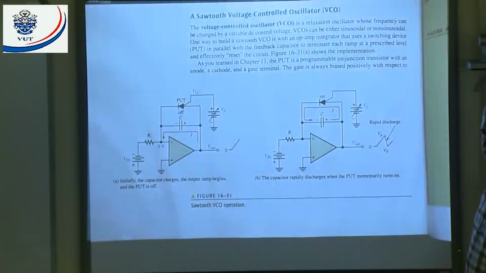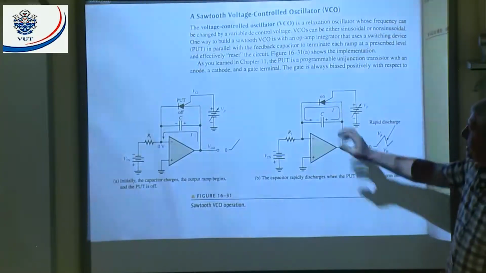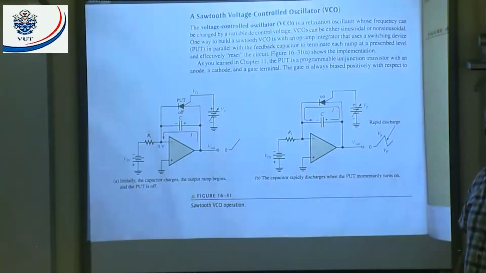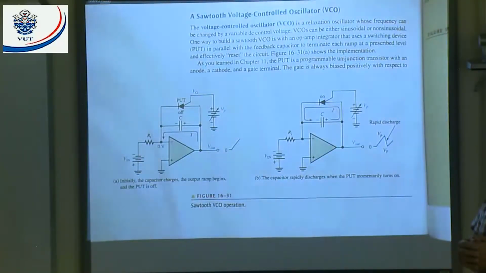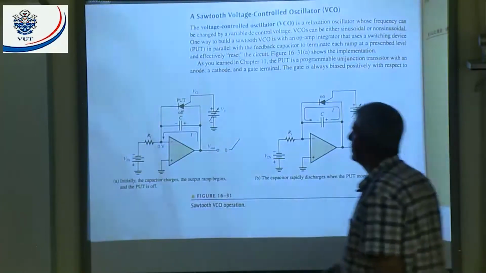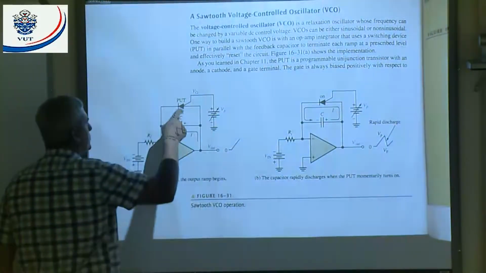You with me? Very simple. An integrator with a PUT in the feedback loop. The PUT is only there to basically discharge the capacitor. I repeat slowly. PUT is off.